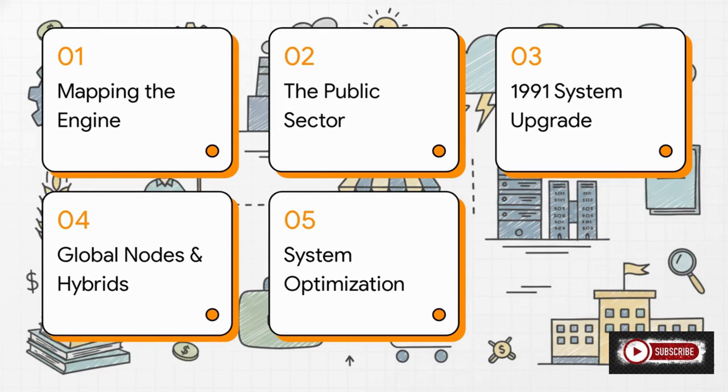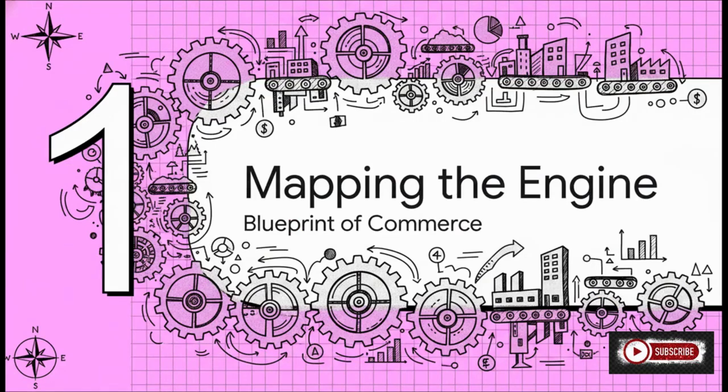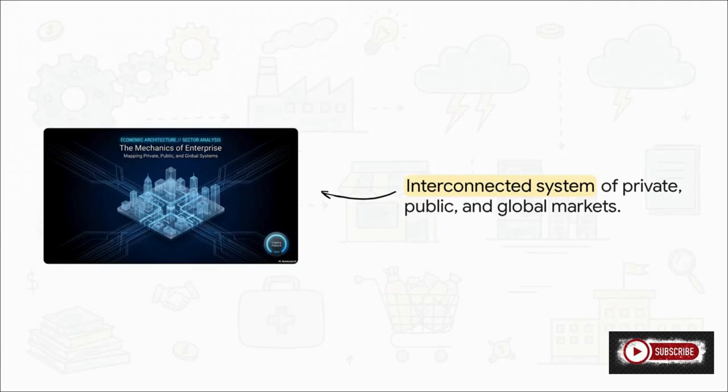Let's jump right in. Section 1, mapping the economic engine, the blueprint of commerce. To really get how modern commerce operates, we have to look at the macro-level architecture. Think of the entire economy as a giant interlocking machine where every single component has a highly specific job to do. It's kind of like a massive city. It needs private efficiency, public infrastructure, and global connectivity, and all of it is routing through the exact same motherboard.